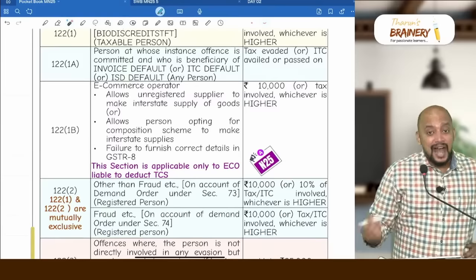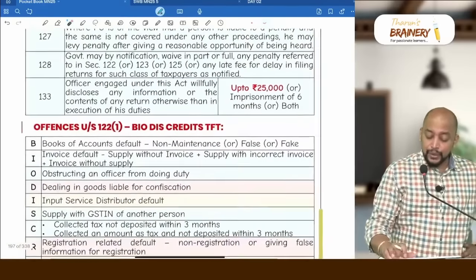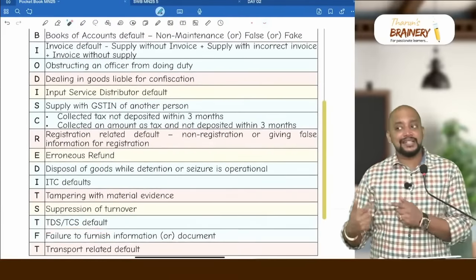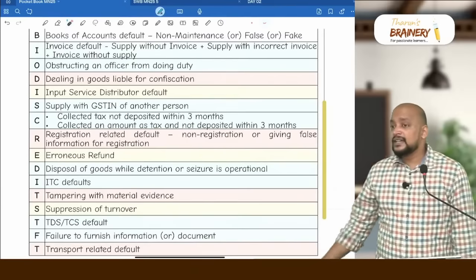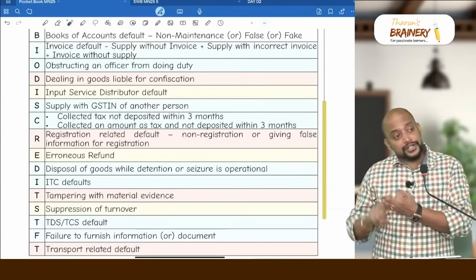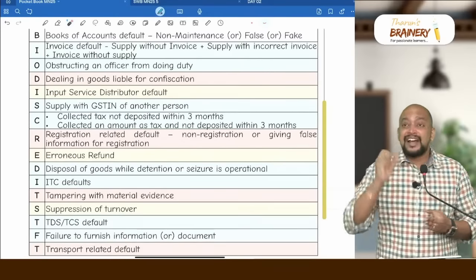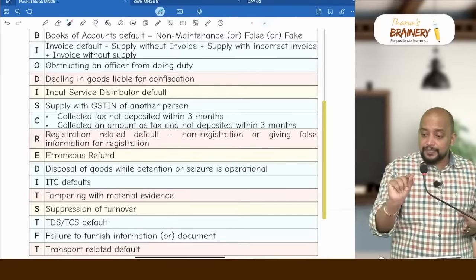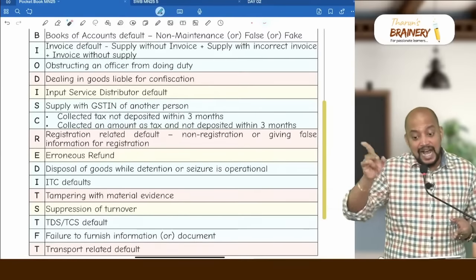And what is the difference between 122(1)(b) versus 122(1)? Because here also we have TDS TCS default. What is the connection between these two? In this TDS TCS default, it is TDS not deducted, or deducted but not remitted, or short deducted. Then in that case, this 122 subsection 1 will come and the penalty will be 100% of the TDS, 100% of the TCS, or 10,000, whichever is higher.